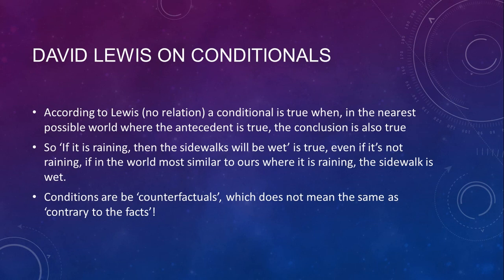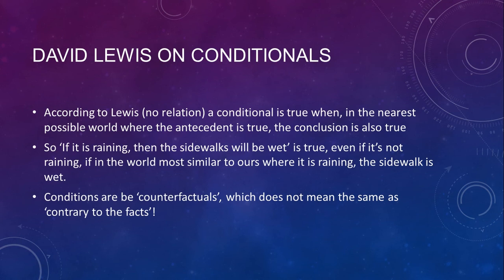So according to David Lewis, who I am not, as far as I know, related to. He's the possible worlds guy, by the way. He's the one who's like, it's literally true that for any possible thing, there's a universe of it. And furthermore, when we say things like if-then statements, the reference of our sentence is those other possible worlds. Okay? So he's saying a conditional is true when in the nearest possible world where the antecedent is true, the conclusion is also true.